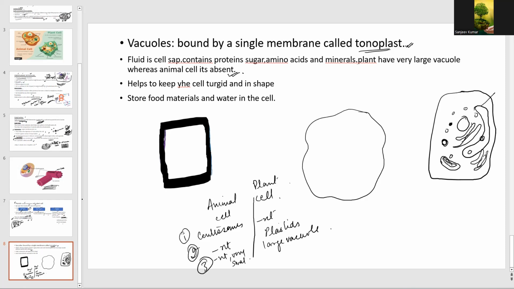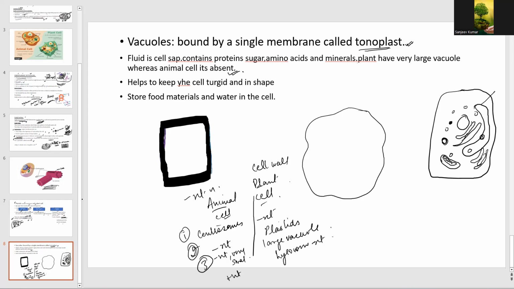One more basic difference: in plants, the cell wall is present and it is absent in the case of animal cells. Lysosomes are also absent in plants. Only a few are present, but lysosomes are usually absent in plant cells and present in animal cells. So these are the basic four differences, I hope clearly explained.